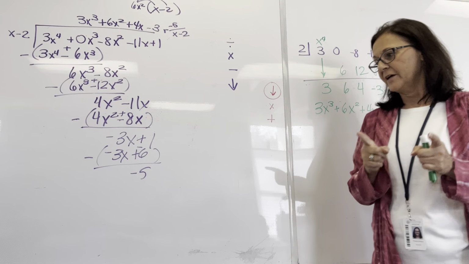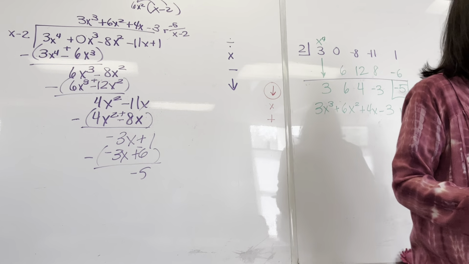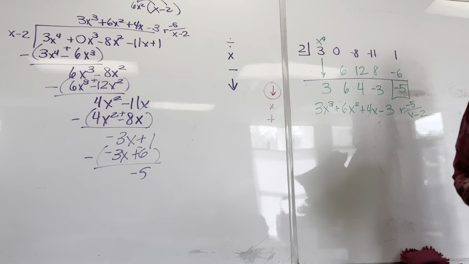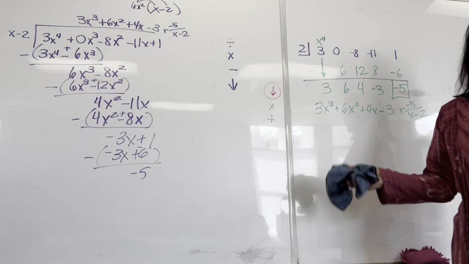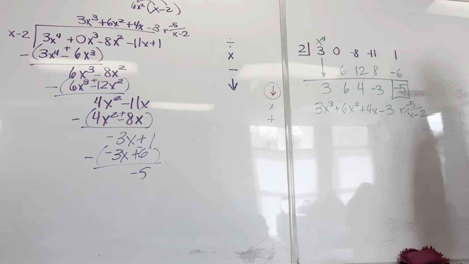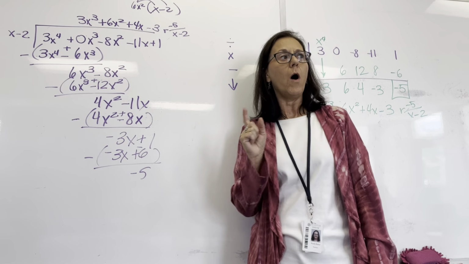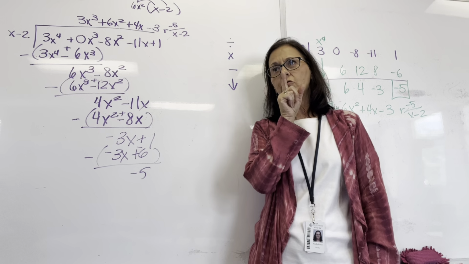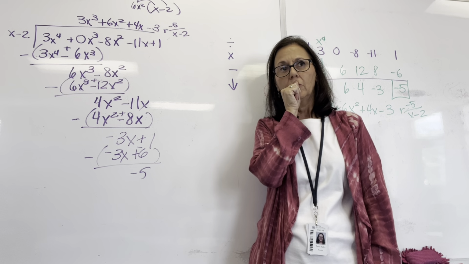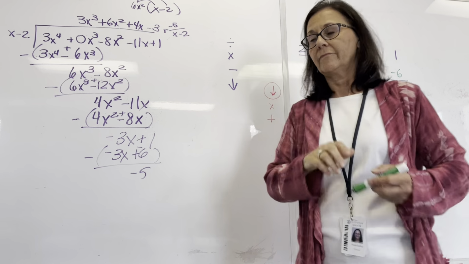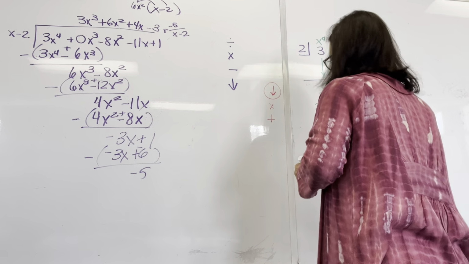I want to show you something else with this. We can oftentimes know what the remainder is without even having to go through this. Let me ask you a question. If I have a remainder of 0, then what is true? Then there will be no remainder. There's no remainder. That is correct.